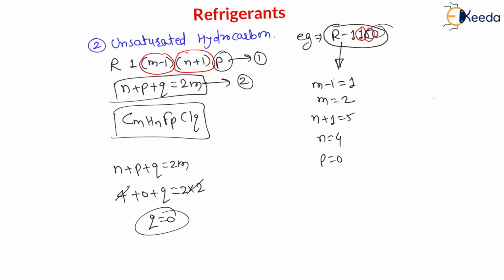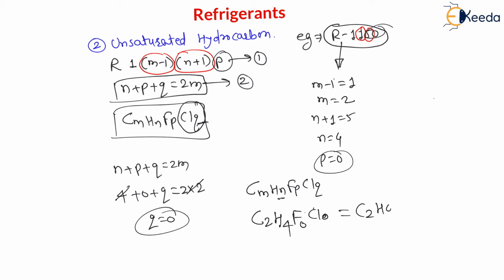Again, it is environment friendly as chlorine atoms are 0, since Cl is q times. Therefore the chemical formula is CmHnFpClq. Let us put C, m is 2. H is n times, and n is nothing but 4. F is p times, which means p is 0 here. And Cl is q times, which means 0. So there is no need to write the F and Cl terms. Therefore it becomes C2H4.